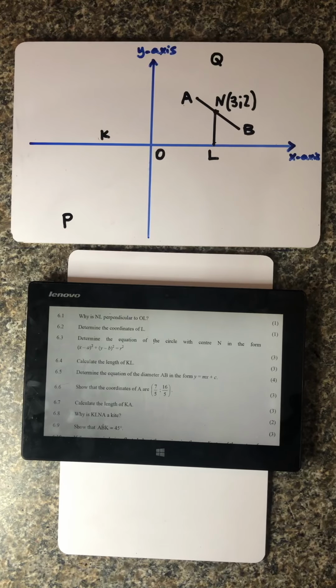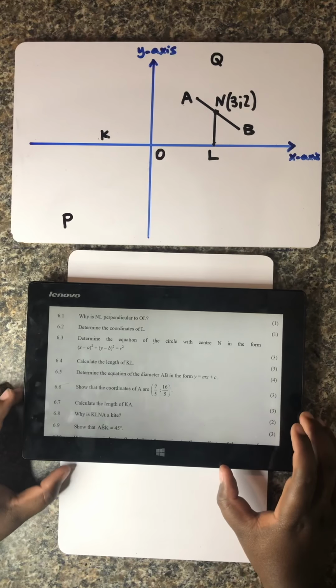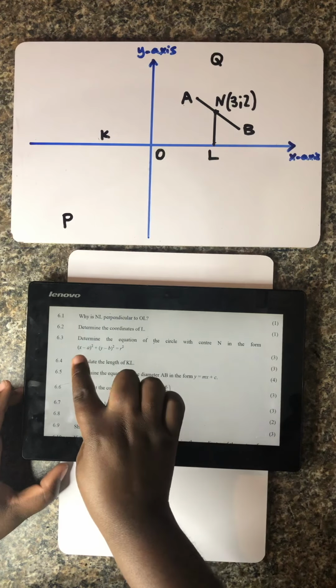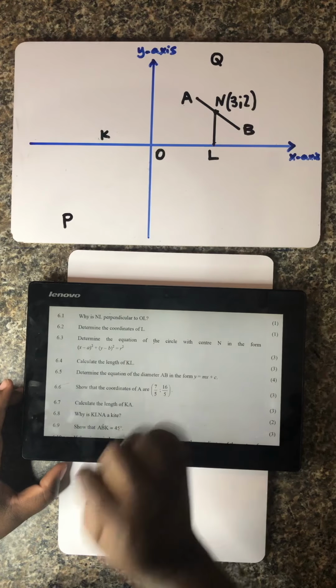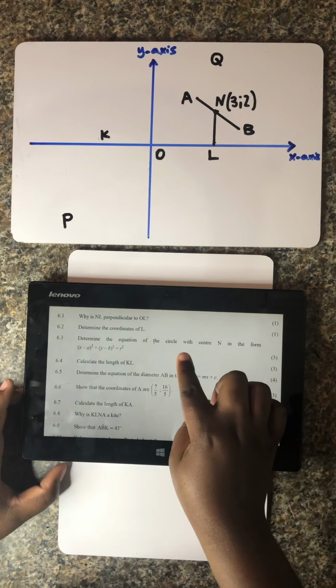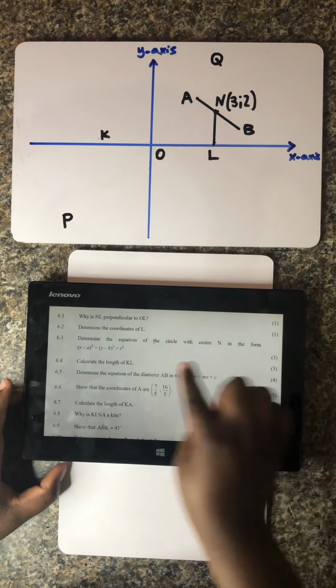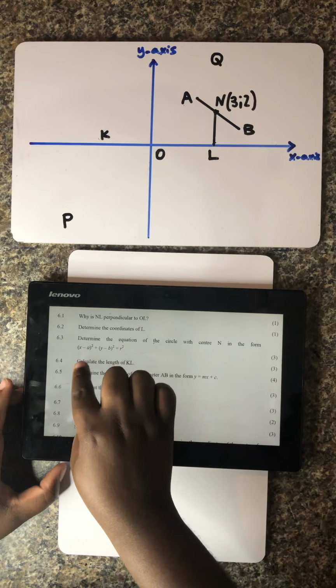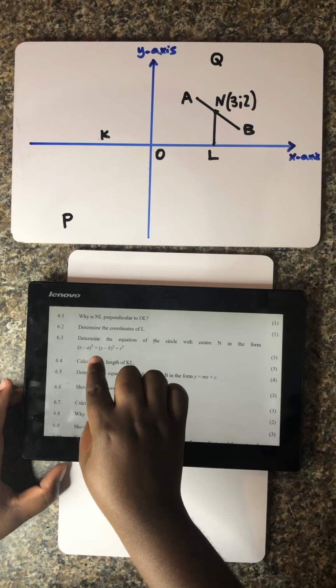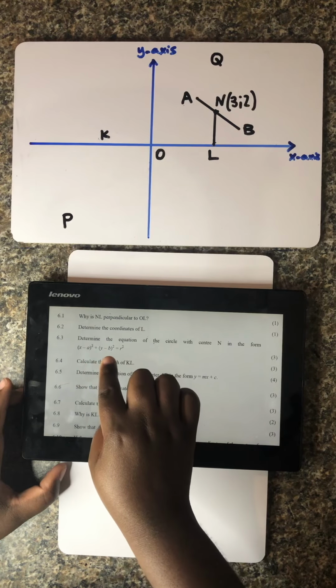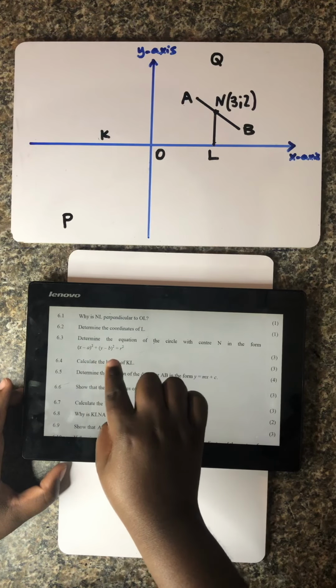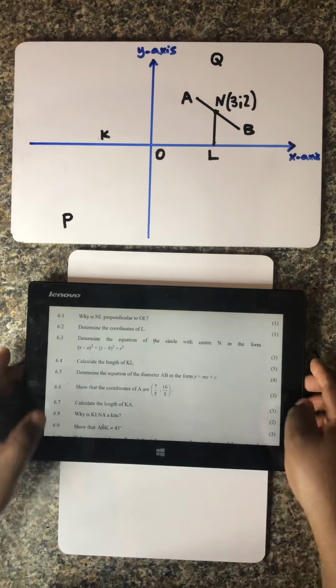Let's move to question 6.3. So, ladies and gentlemen, they say determine the equation of the circle with center N in the form (x minus a) squared plus (y minus b) squared is equal to r squared.